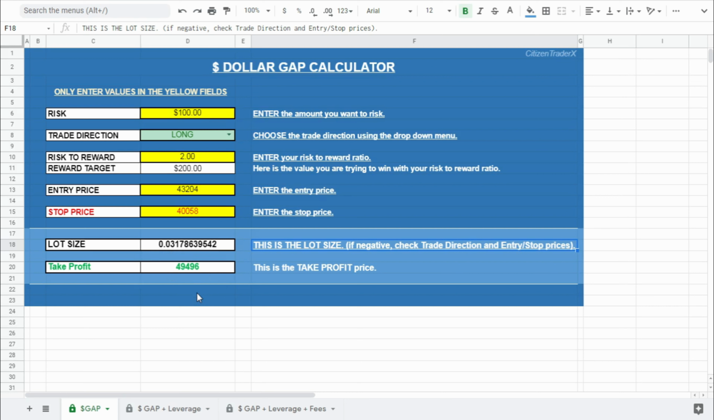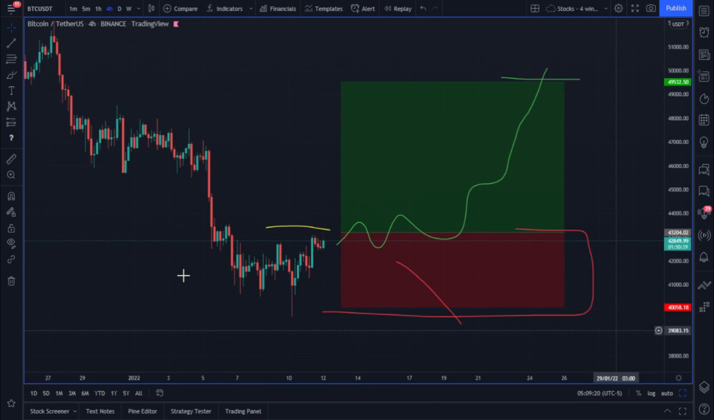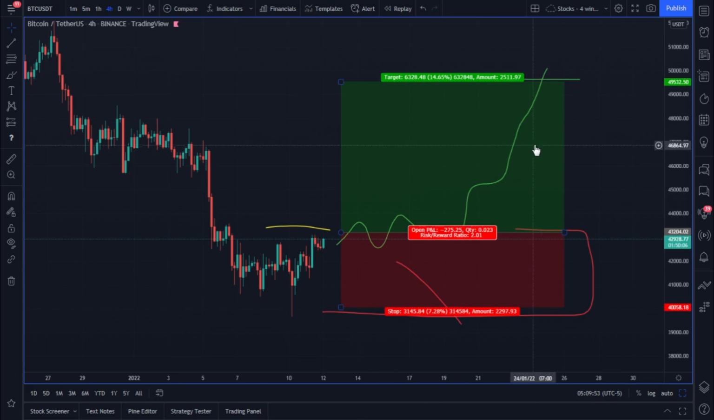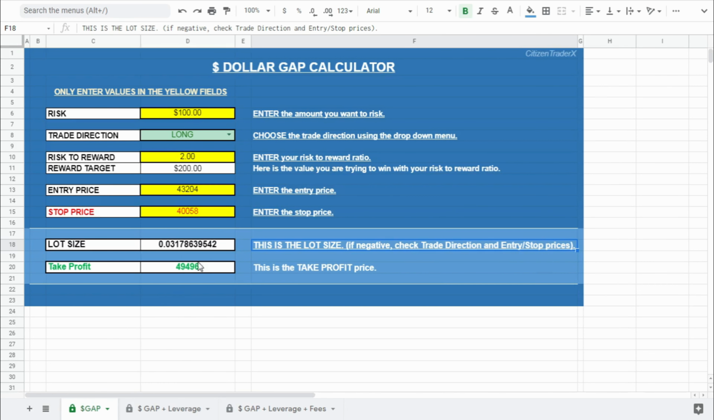So let's just see if the calculator's price is close to the chart. 49,496. Okay, remember we're a bit off because we're not exact. Can we get it exact? Even if we got it exact, it wouldn't be an exact number because we're using a mouse. But it's close. So this is the value you would enter into your trading software as a take profit level.